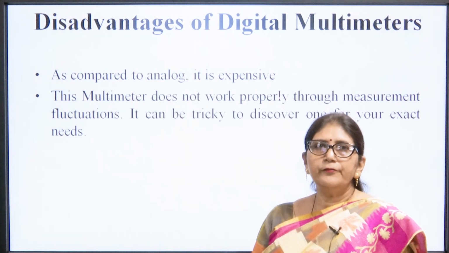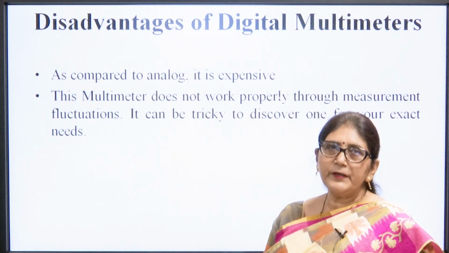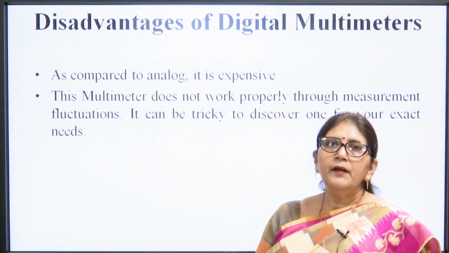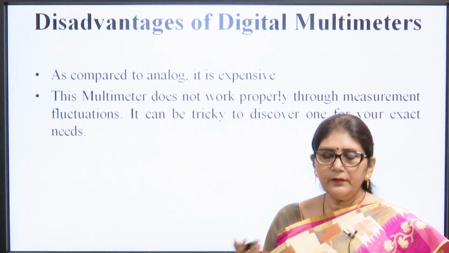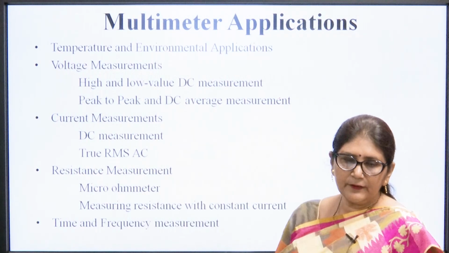The disadvantage of the digital multimeter is that it is expensive with respect to the analog circuit, and if there is a fluctuation, then it will not properly measure the voltage or current or any other things.